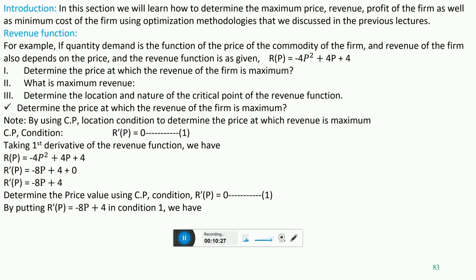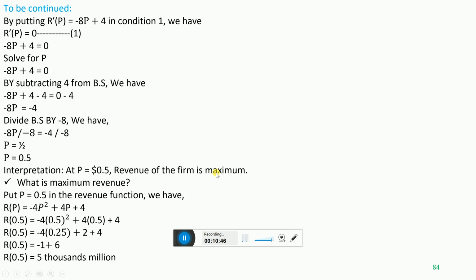Now if we put the value of R prime of P, which is minus 8P plus 4, in this condition 1, we can find P from here. We replace R prime of P with minus 8P plus 4 in this condition. So minus 8P plus 4 is equal to 0. Solve for P. We have to keep the P alone on the left hand side and transfer minus 8 and 4 to the other hand side.